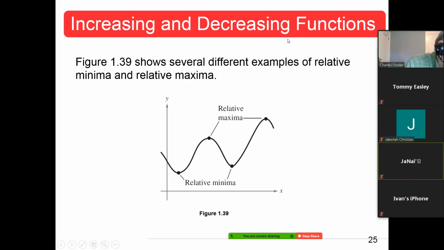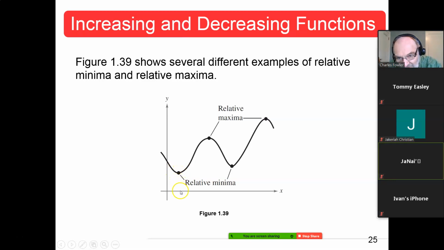We're on page 53, top part of the page here, and this is figure 1-37 in your book, 1-39 or 1.39 on the slide set. I don't know why there's a discrepancy there, but this shows several different examples of relative minima, that's the plural for minimum, and relative maxima, that's the plural for maximum. Okay, it's from the Greek. Here's a relative minimum. Why is it a relative minimum? Because at this point the y value is less than or equal to all the other y values close by. So that's a relative minimum.